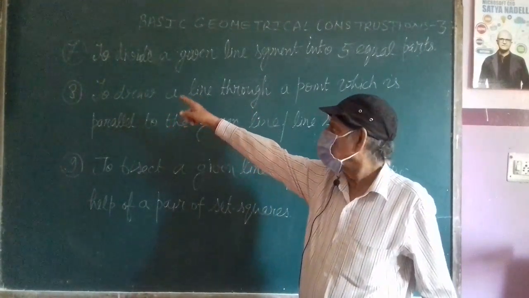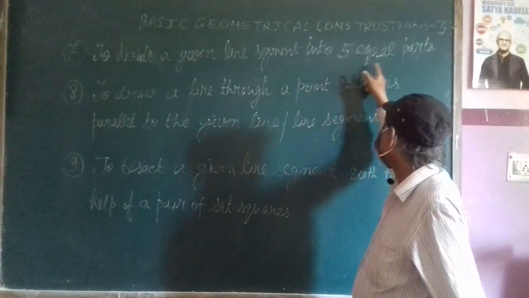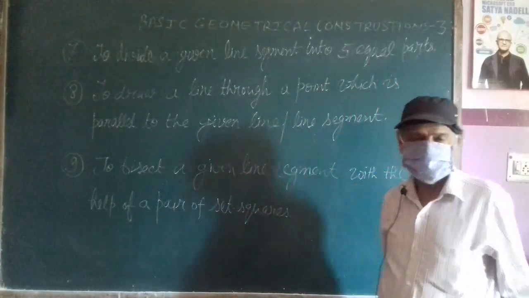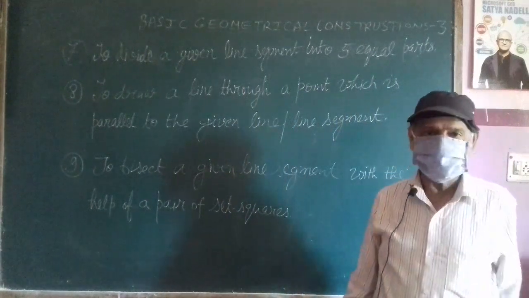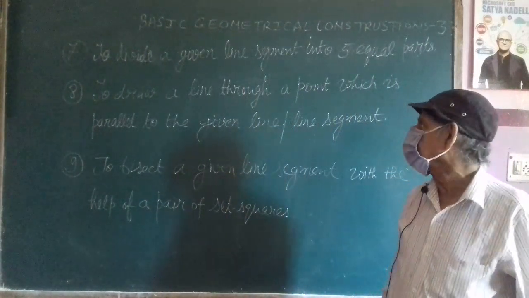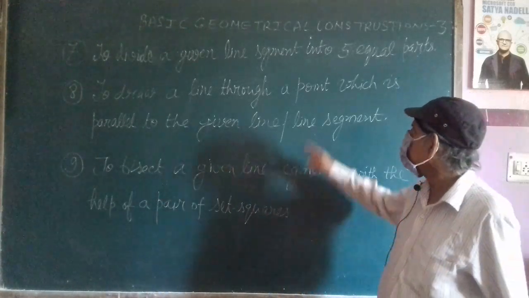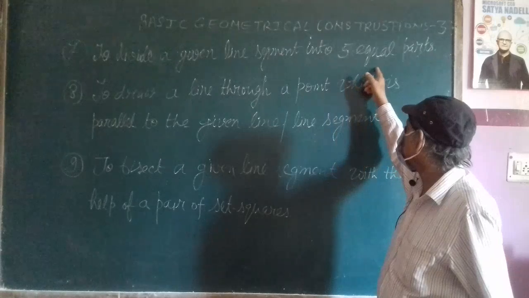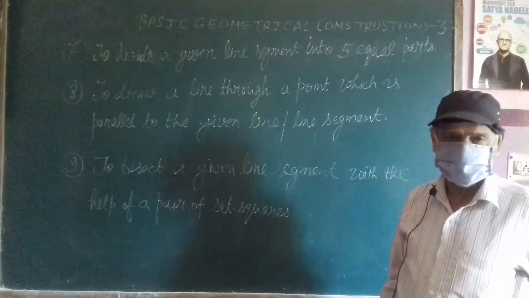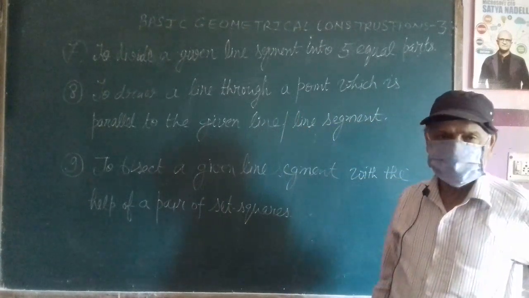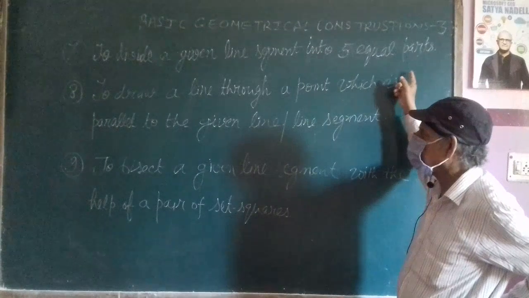Seventh construction. To divide a given line segment into 5 equal parts. Yesterday, I told a method to trisect a line, that means to divide a given line segment in 3 equal parts. Today, I will divide it in 5 equal parts, but with some other method, similar to that, but you will find that it is a bit easier. So these parts should be equal.